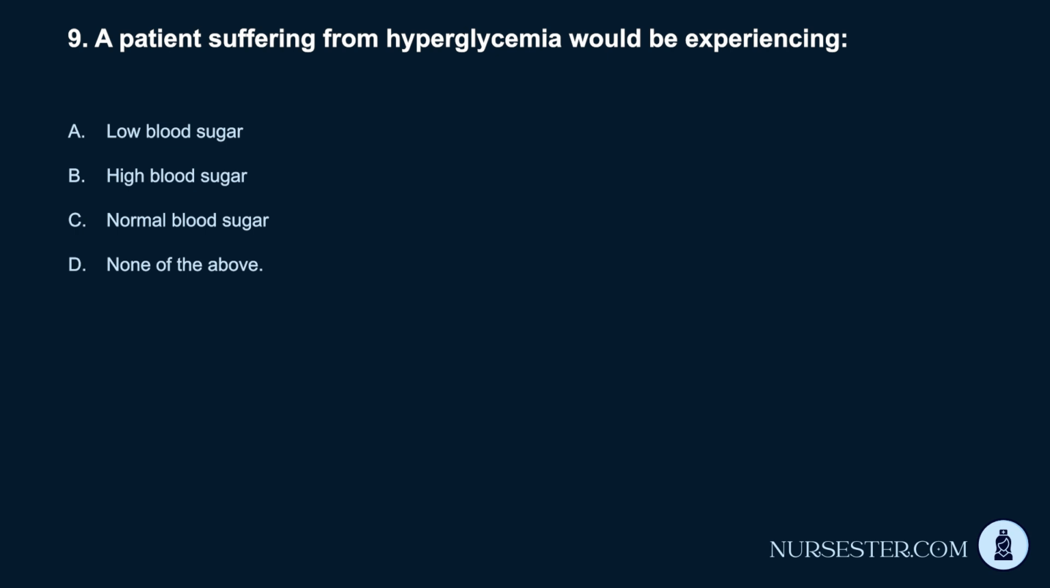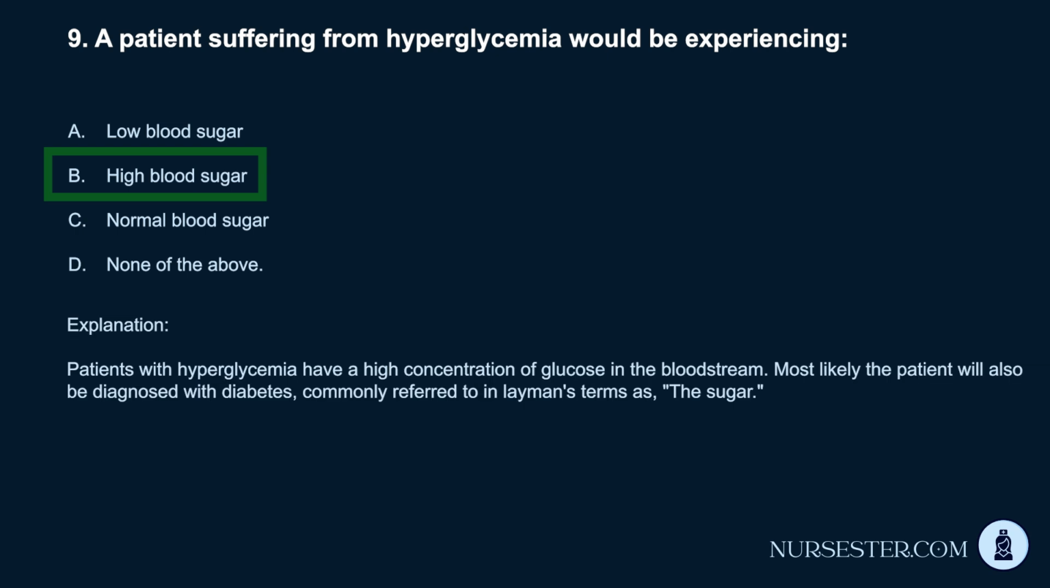9. A patient suffering from hyperglycemia would be experiencing A. Low blood sugar. B. High blood sugar. C. Normal blood sugar. D. None of the above. Correct answer, B. High blood sugar. Patients with hyperglycemia have a high concentration of glucose in the bloodstream. Most likely the patient will also be diagnosed with diabetes, commonly referred to in layman's terms as "the sugar."